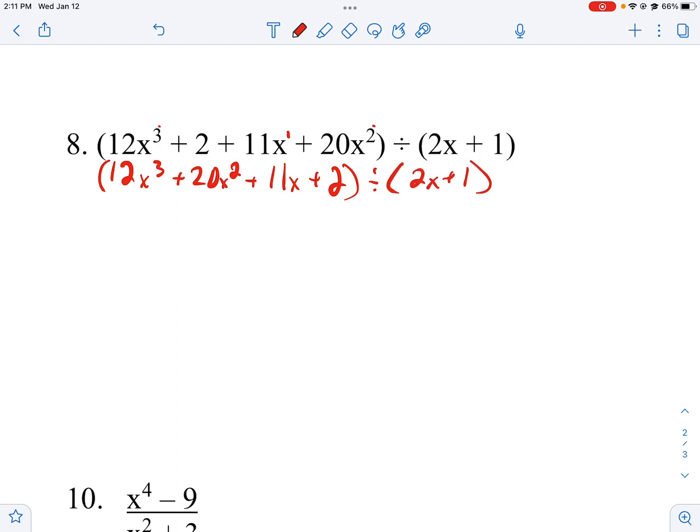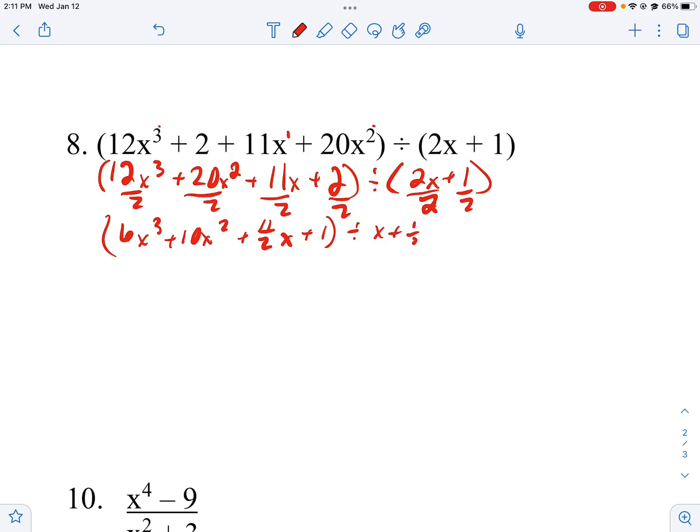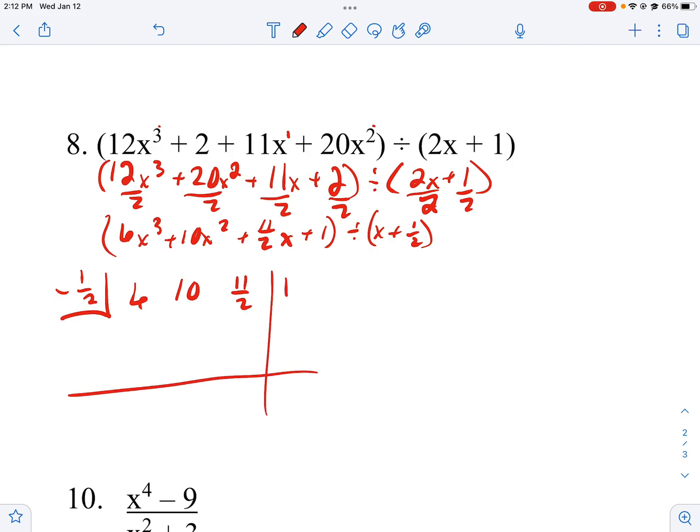Well, that's not an x minus k, so we got to get rid of the 2. And if we do it here, we got to do it everywhere. So it's actually 6x to the third plus 10x squared plus 11 halves x plus 1, all being divided by x plus 1/2. Do your half box. Opposite in. 6, 10, 11 over 2. That'll work itself out, and a 1.